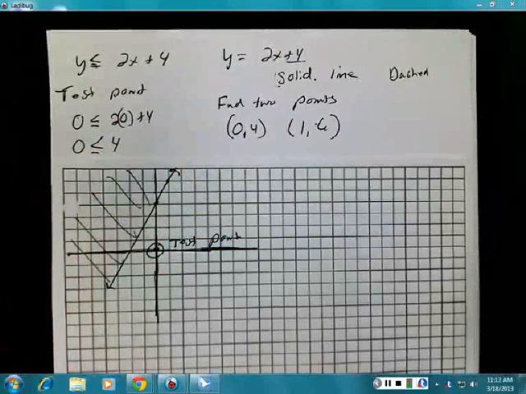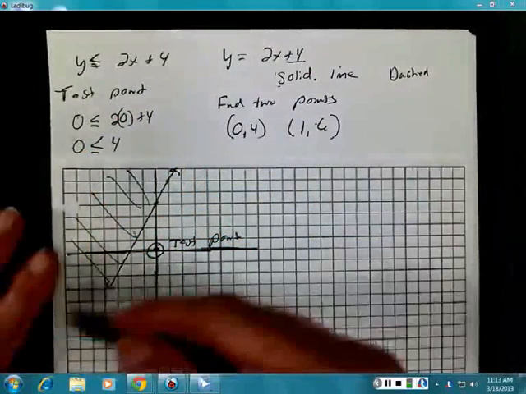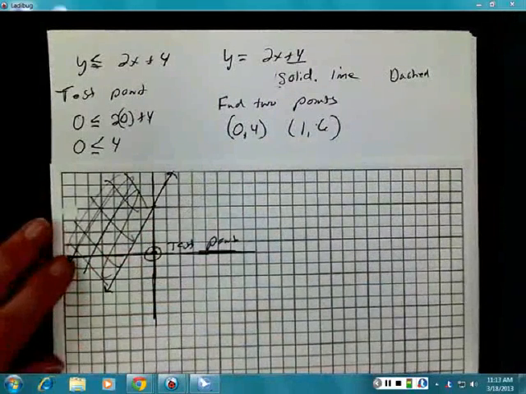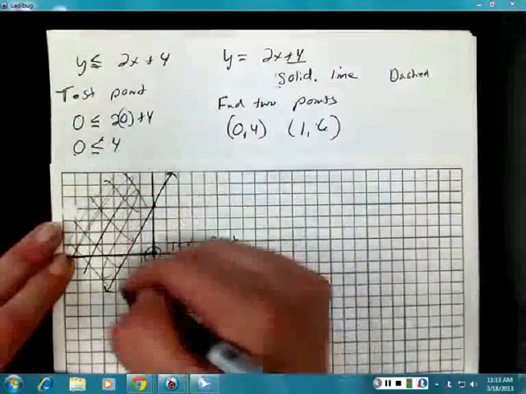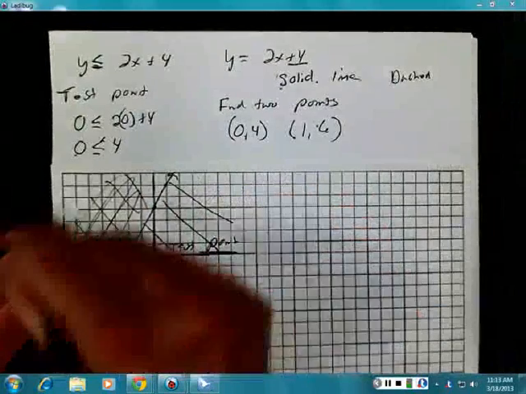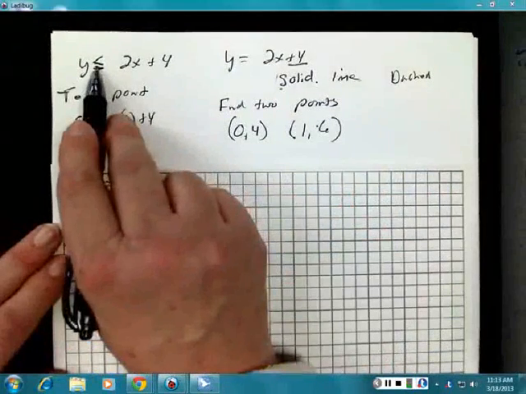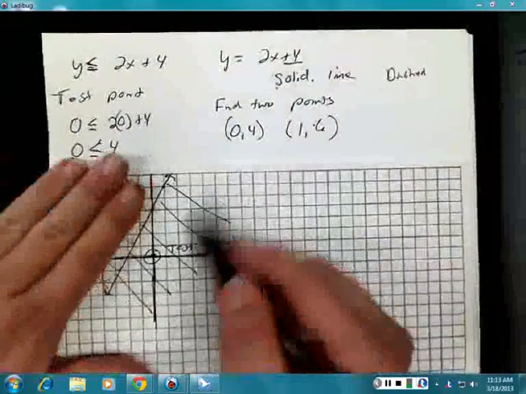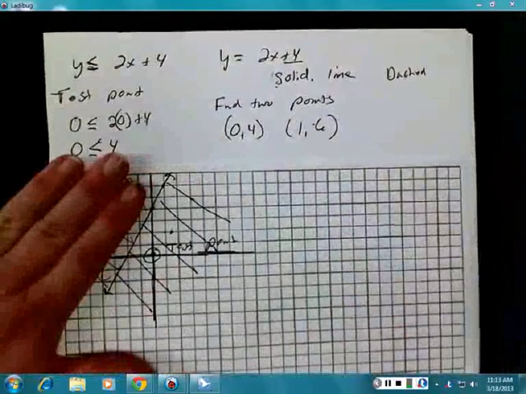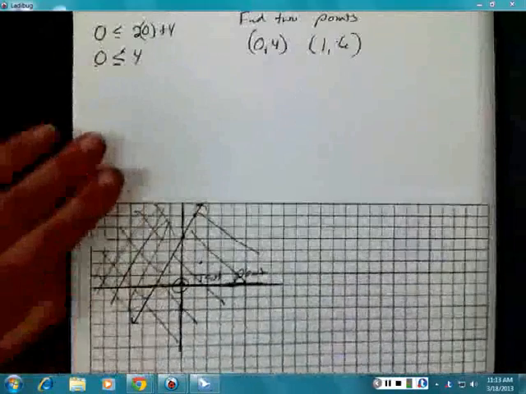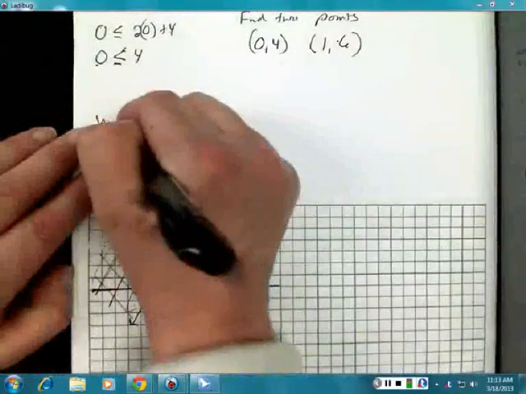And if my statement comes out to be true, I shaded the wrong side here, sorry about that. If my test point comes out to be true, then 0 is less than 4. I want to shade where 0, 0 is at. So I had the wrong side shaded because I should have shaded below the line, because it was a less than. I wasn't paying close enough attention to that. So this side wasn't shaded. This side is where it does get shaded for that one. So let's do another one of these and see what we can come up with for that one.